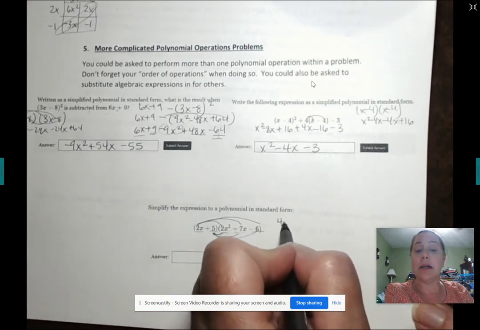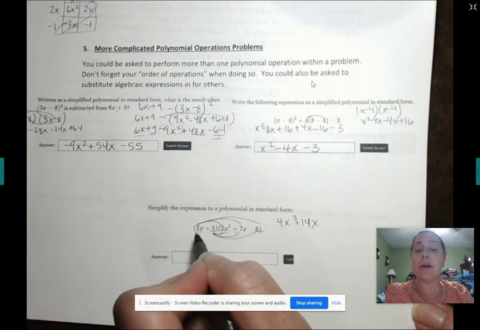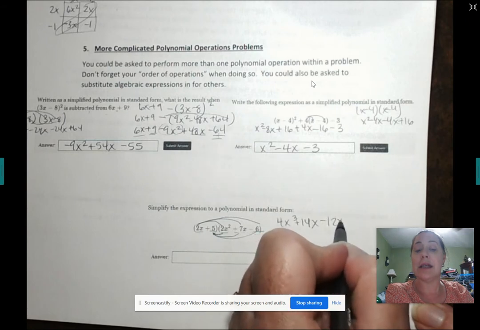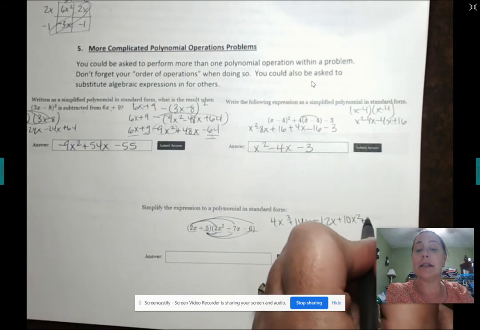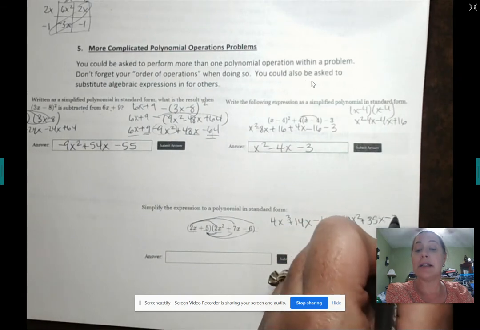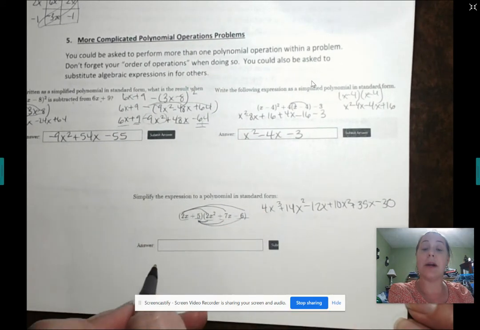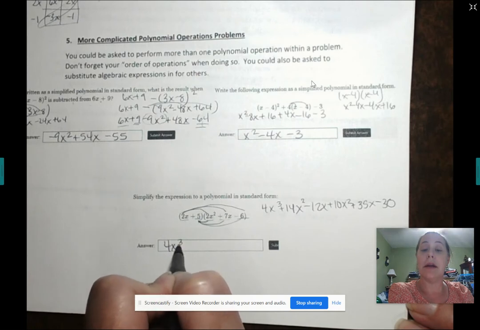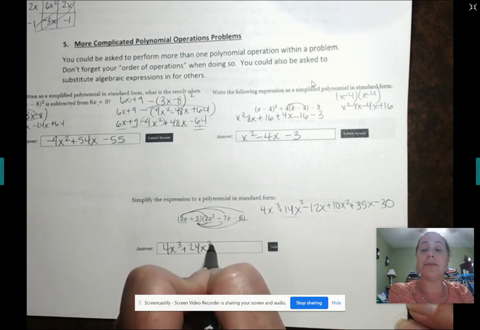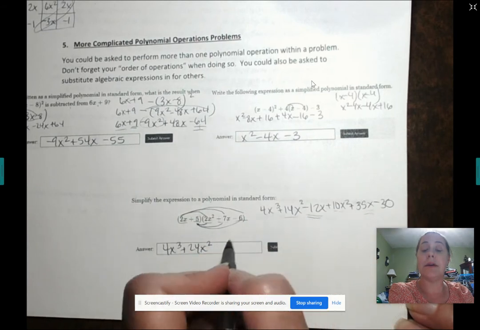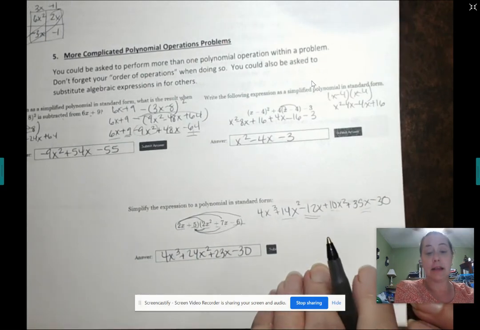2x times 2x squared, 2x times 7x, 2x times negative 6, 5 times 2x squared, 5 times 7x, and 5 times negative 6. And I'll just combine my like terms. Ooh, I missed something here. That's supposed to be an x squared. Okay, my highest power, combining my two x squared terms, combining my two regular x terms, and my constant. And good.